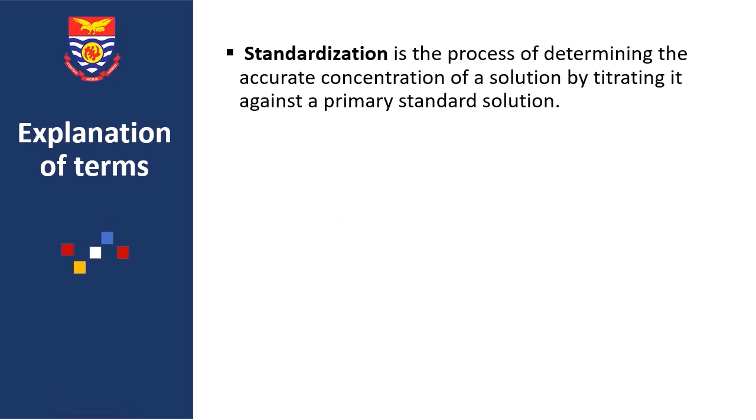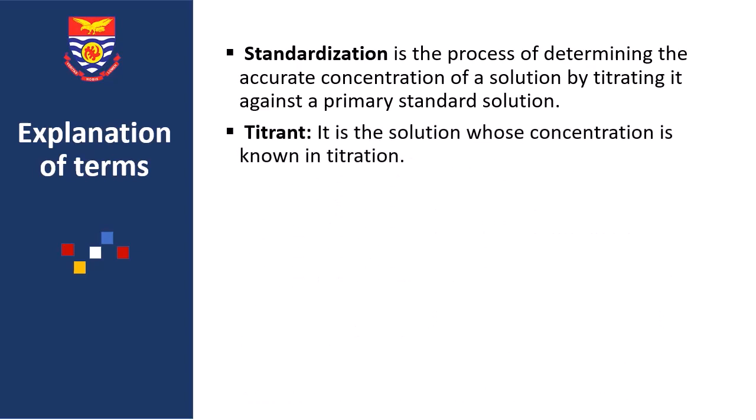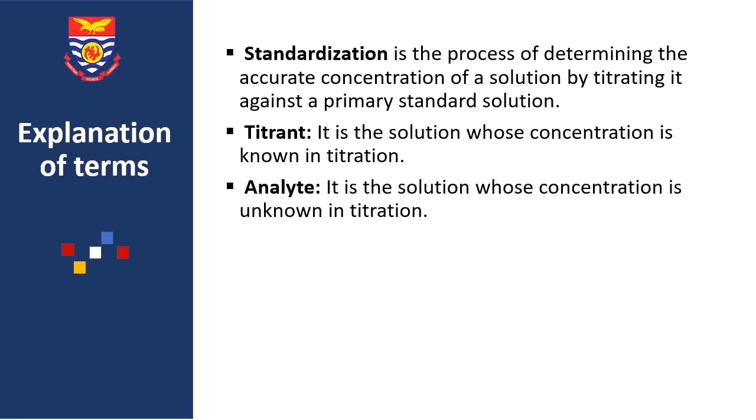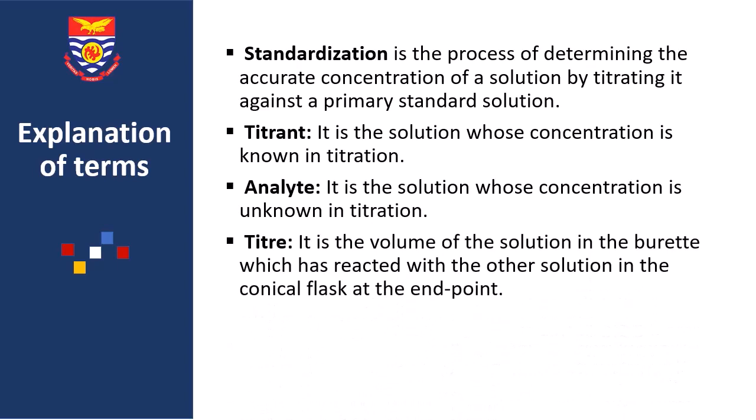Now, standardization, which is the process of determining the accurate concentration of a solution by titrating it against a primary standard solution. In the titration, once again, you will hear of the titrant and the analyte. The titrant is a solution whose concentration is known in the titration, whilst the analyte is the one whose concentration is unknown. And the titer is the volume of the solution in the burette, which has reacted with the other solution in the conical flask at the end point. These are terms that we'll be meeting a lot in the session.